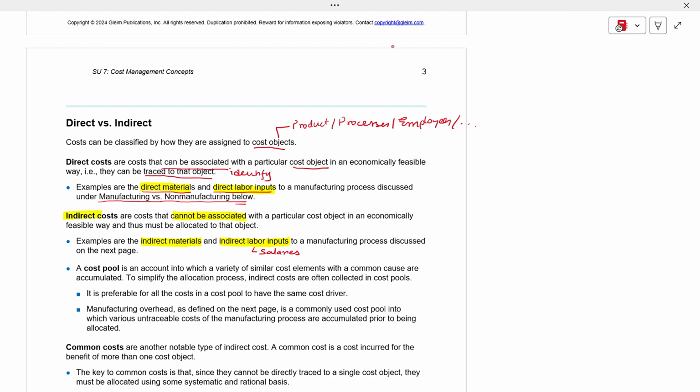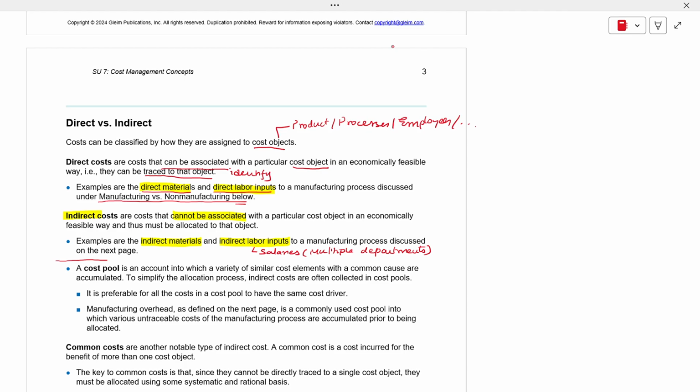Indirectly, what is happening is that these people are doing the service for multiple departments. This is what we are talking about: the cost with respect to direct cost and indirect cost.